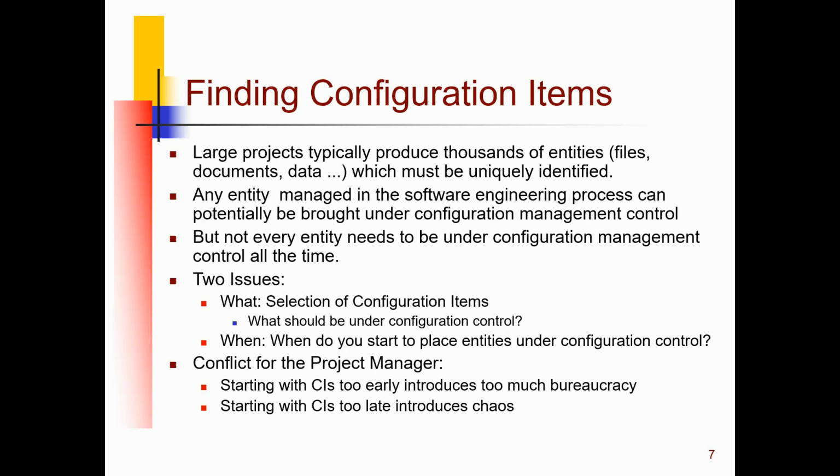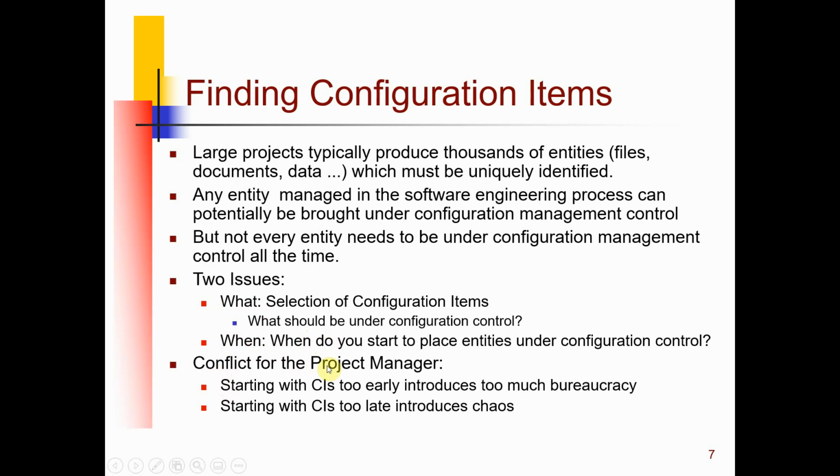We have to answer two questions. The first is what: what items are to be chosen. And the second one is when: when you start to place an entity under configuration control. Because once you put it under control, it will require resources, and configuration management will go through the process, and then the change. Making a change is not trivial. So when it goes through the process, it requires resources and management to do that. So the timing is also important. The first one is what, and the second one is when.